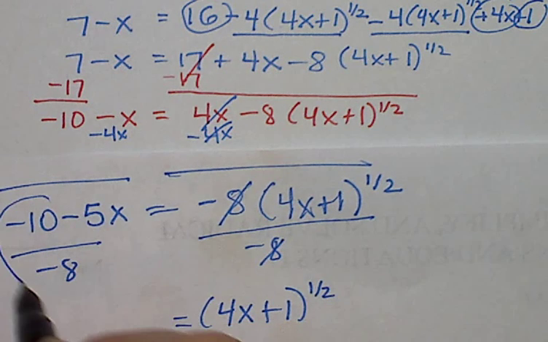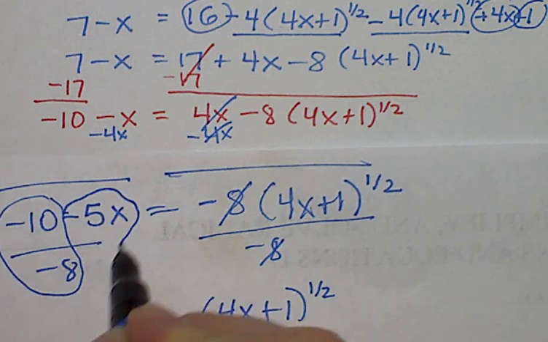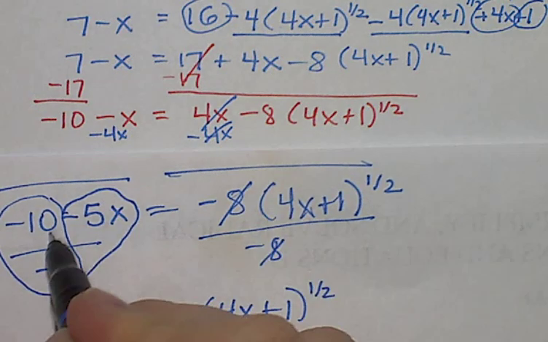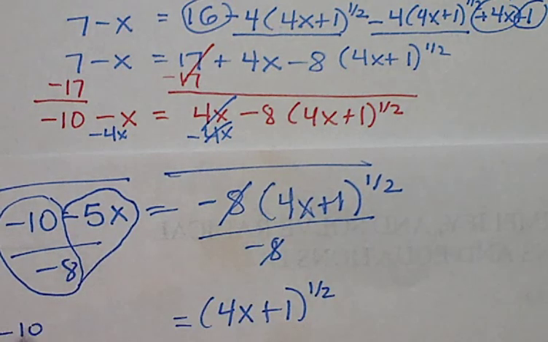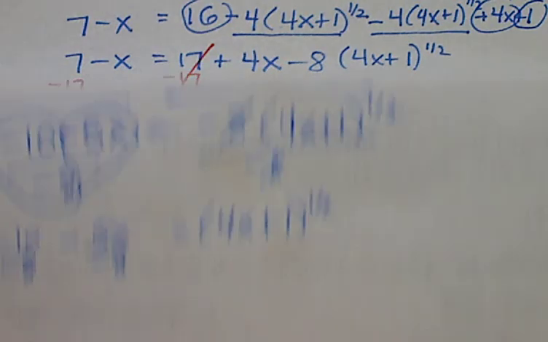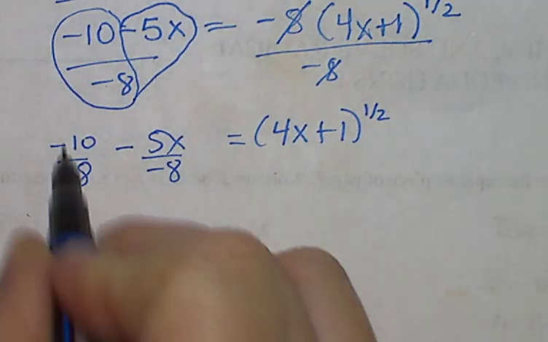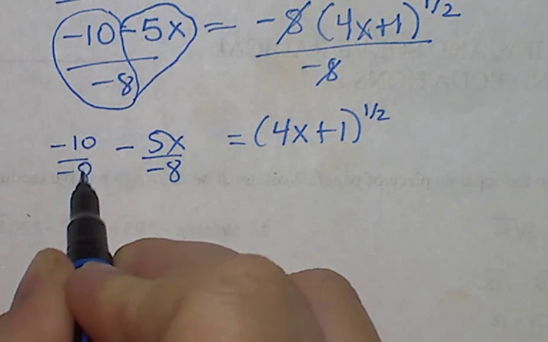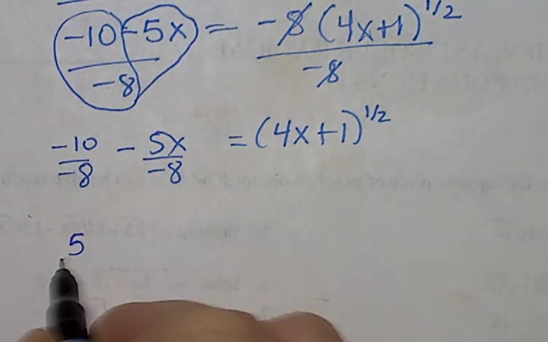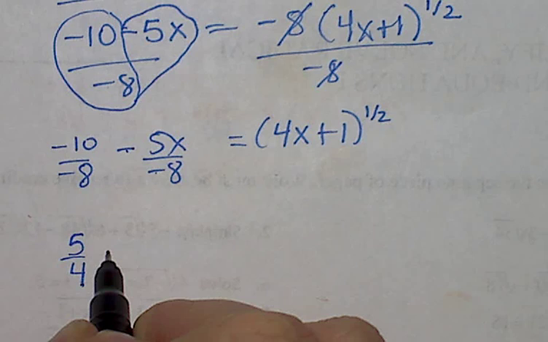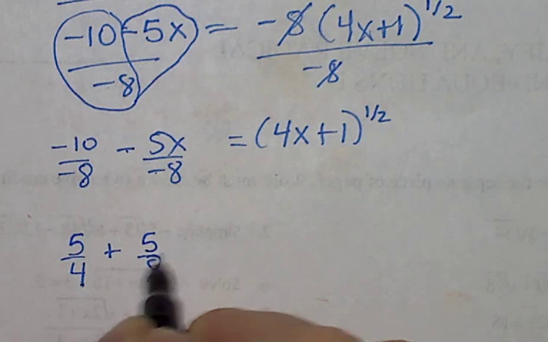So remember how we made that heart shape and that negative 8 has to be shared with both? So it's negative 10 over negative 8 minus 5x over negative 8, because the negative 8 has to be shared with both top terms. Then I get to simplify. Two negatives make a positive, and 10 over 8 reduces to 5 fourths. Two negatives make a positive, but 5 over 8 does not reduce.